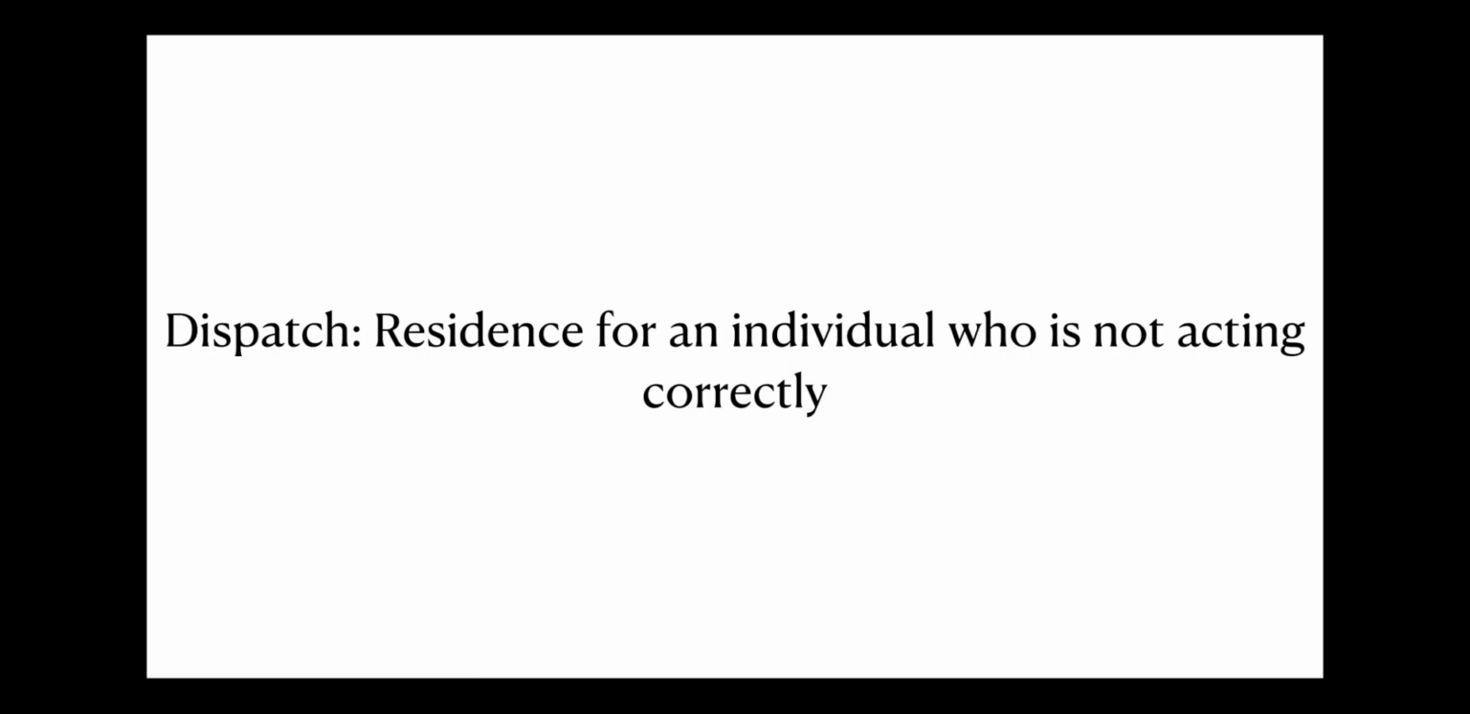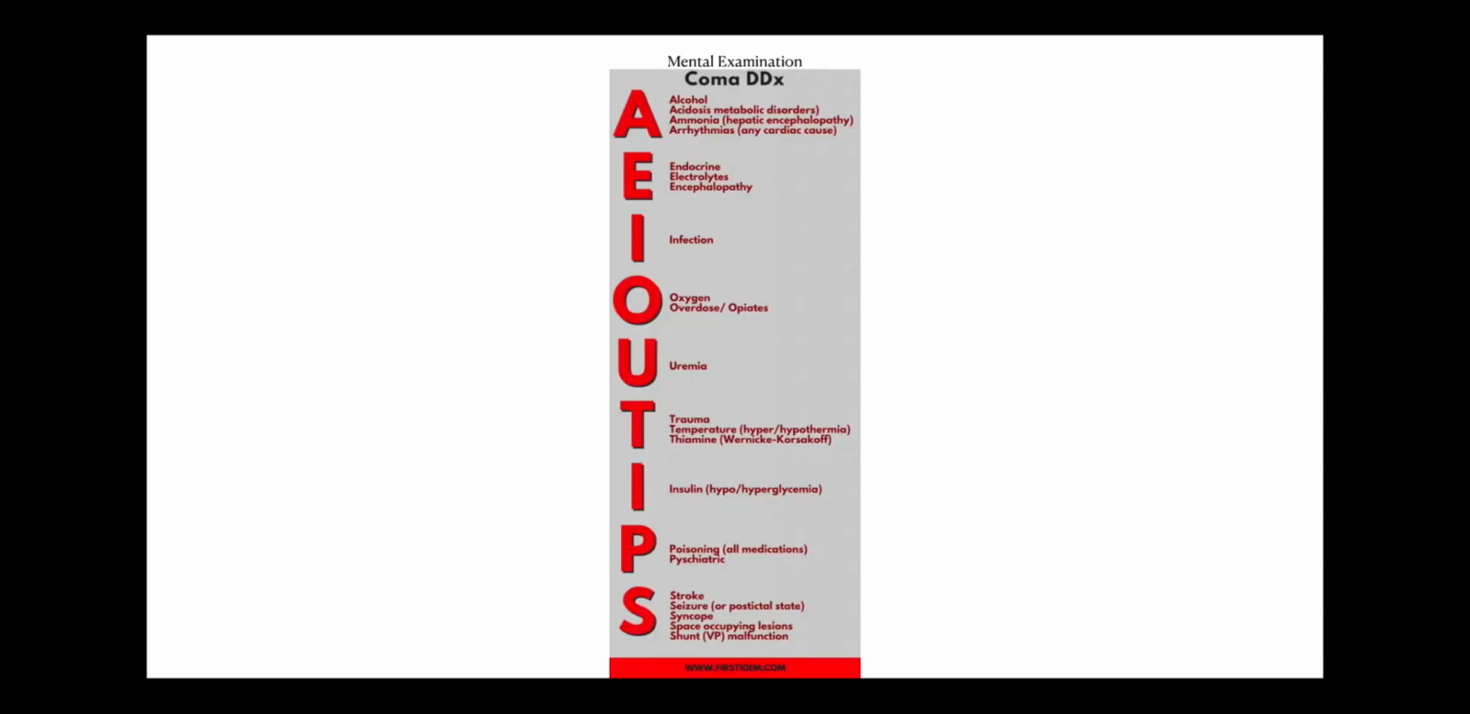So we're going to start off. We're going to get dispatched to a residence for an individual who's not acting correctly. It's kind of our standard dispatch information, right? When we get a 911 call, normally there's not always that good information that we need. So when we get told somebody is not acting correctly, hopefully we're thinking of this AEIOU TIPS, a little mnemonic to remember what's going on.